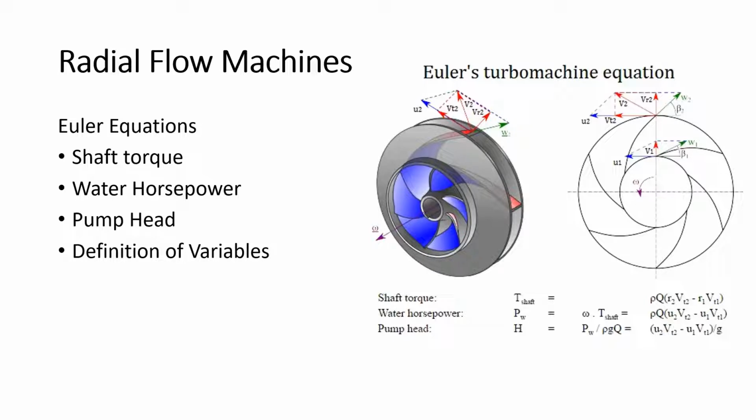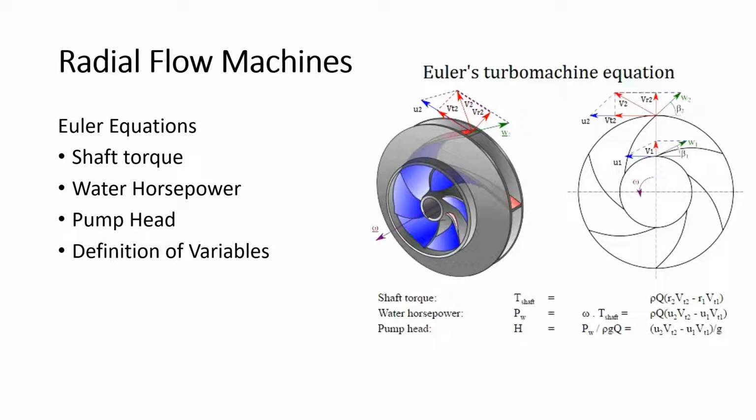R1 and R2 are the radii of the impeller at the inlet and outlet. U1 and U2 are the absolute velocities of the impeller at the inlet and outlet, and VT1 and VT2 are the tangential velocities of the flow at the inlet and outlet. So these equations can predict the impact of changing the impeller geometry on the head, and it doesn't really matter if we deal with a pump or a turbine.